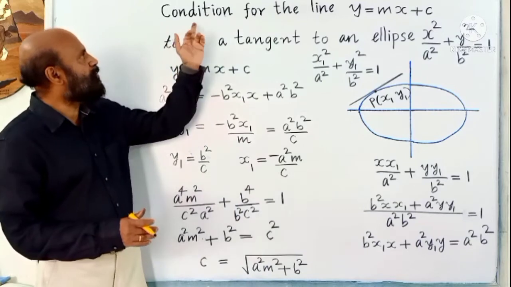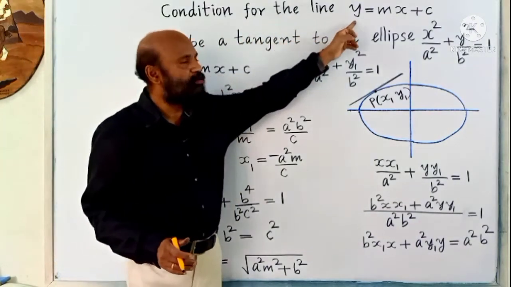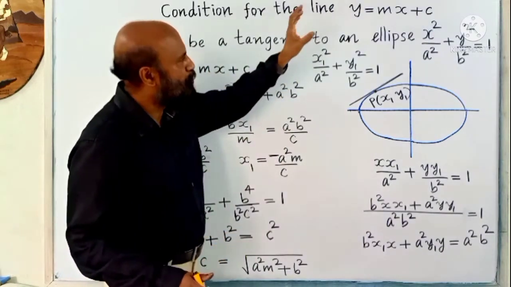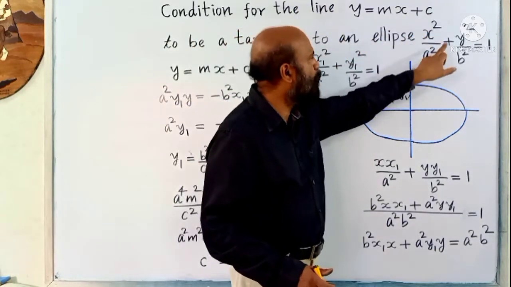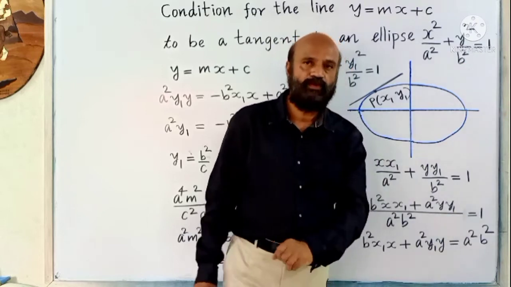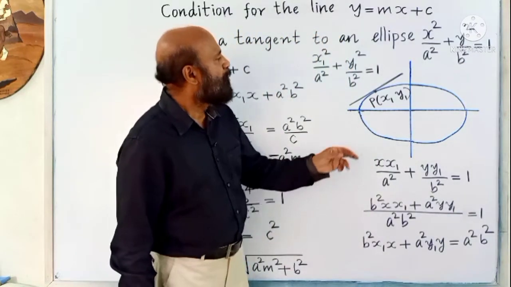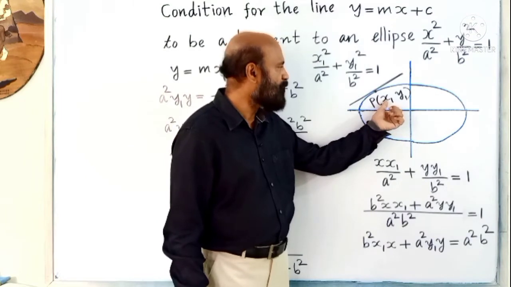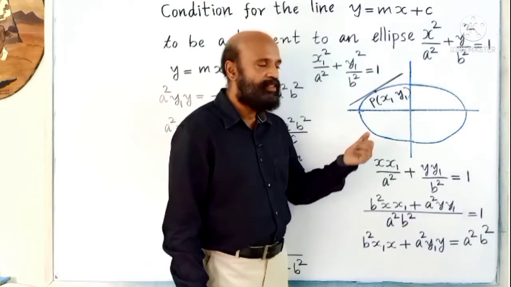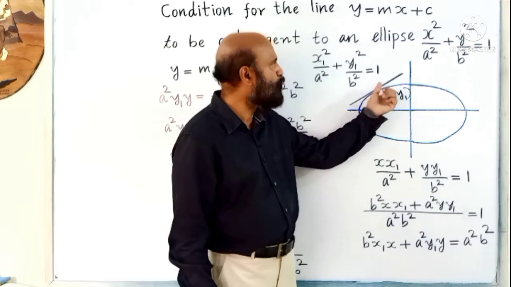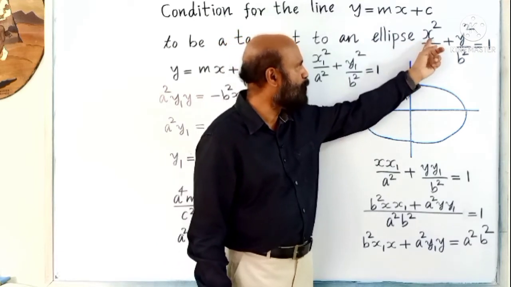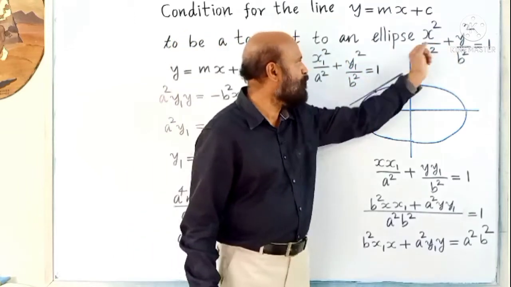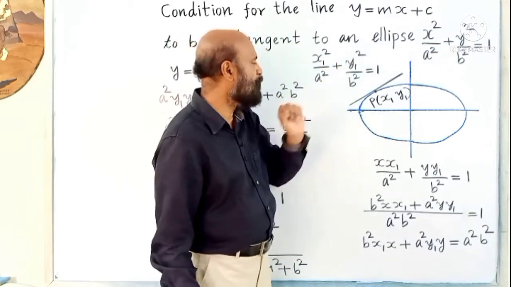I'm going to explain the condition for the line y = mx + c to be a tangent to an ellipse x²/a² + y²/b² = 1. Let P be a point on the ellipse, with coordinates (x1, y1). Since it's a point on the ellipse, it should satisfy the equation of the ellipse. So you can substitute x1 for x, and y1 for y.